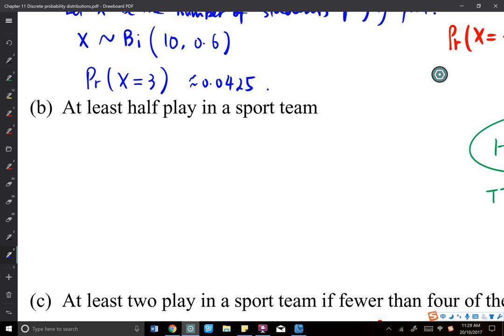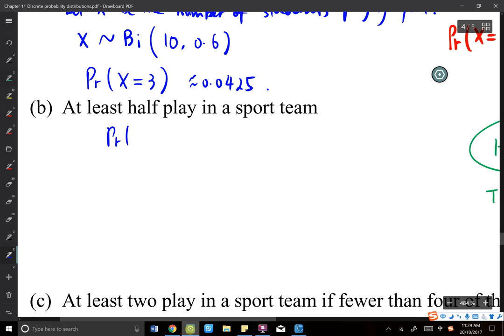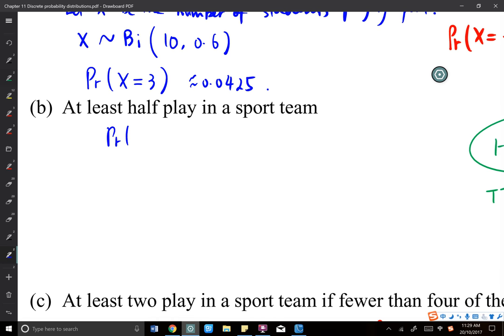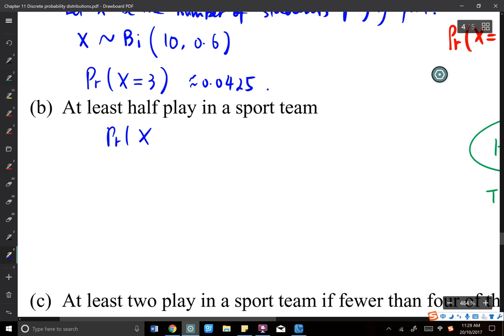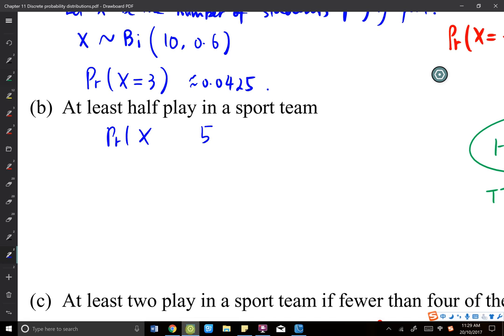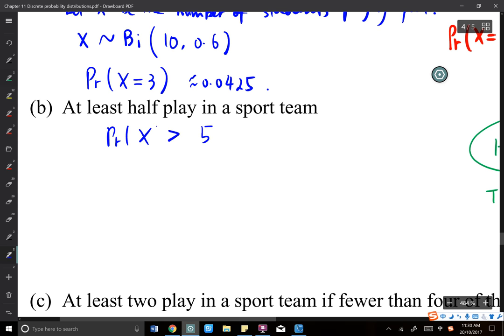Okay, B, at least half play in the sport team. What can I write? Probability of what? At least half. So what can I write here? X what? 5, more than, equals to 5. Okay, at least, so you can include the 5. This is a greater or equal sign.